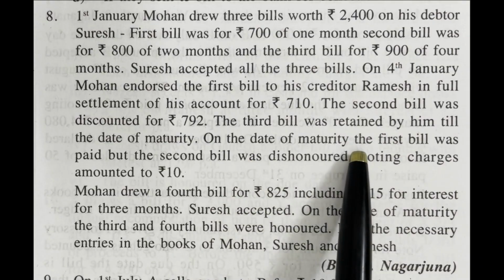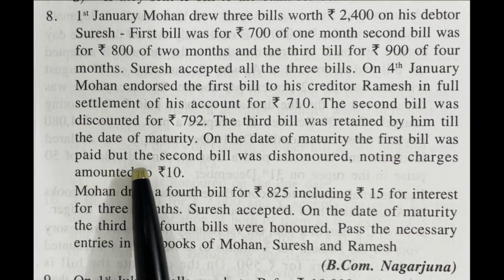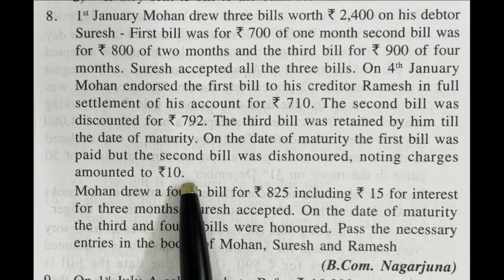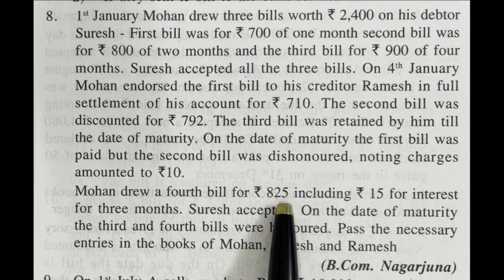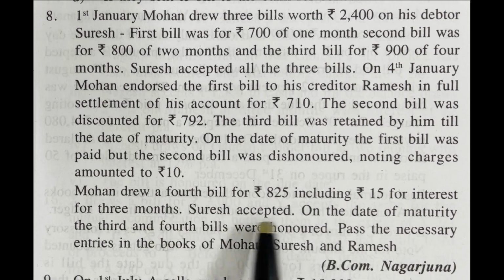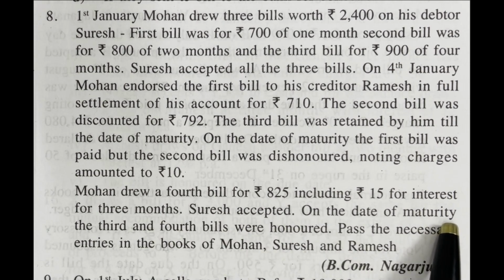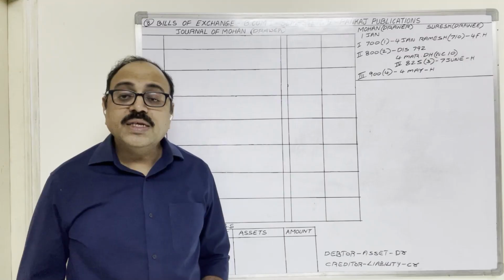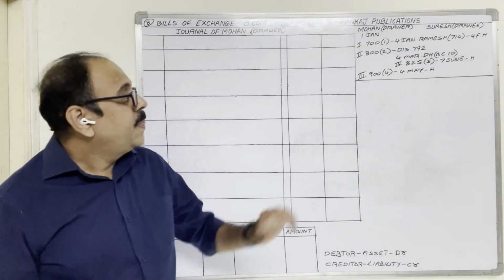On the date of maturity, the first bill was paid, but the second bill was dishonored. Noting charges amounted to 10 rupees. Mohan drew a fourth bill for 825 rupees, including 15 rupees for interest for 3 months. Suresh accepted. On the date of maturity, the third and fourth bills were honored. Pass the necessary journal entries in the books of Mohan, Suresh and Ramesh. This is the question. Let us understand the question first.